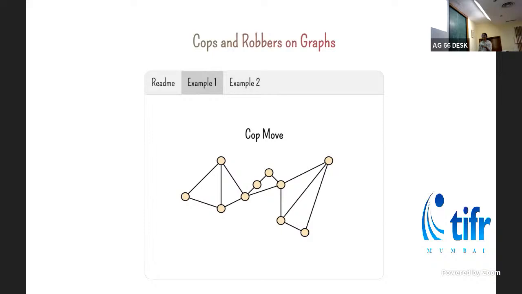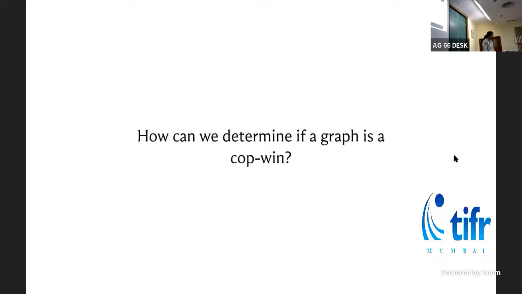It does look like a very cyclic graph, and it looks like the robber can probably give the cop a chase around some of these perimeters. But you can imagine that if it's a messy sort of graph, it's not completely obvious how you determine if a graph is a cop win. So there's also a sense in which this is a computational question as well. I give you a graph as input. I want a procedure that can determine if it's a cop win or not.